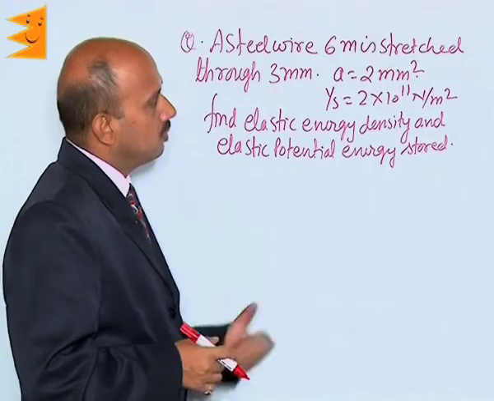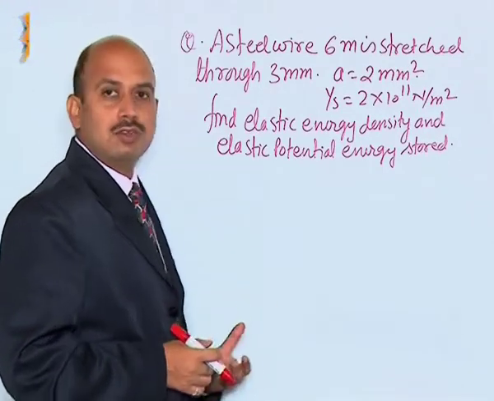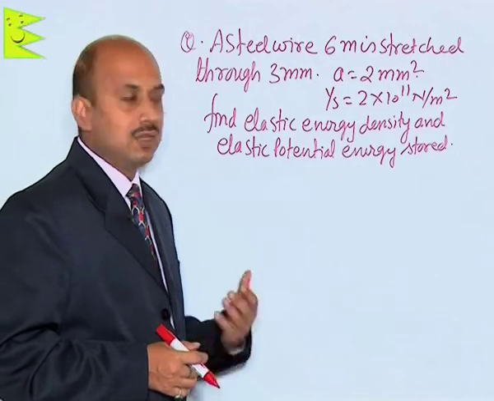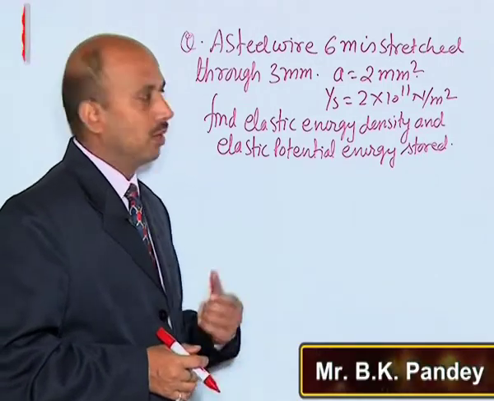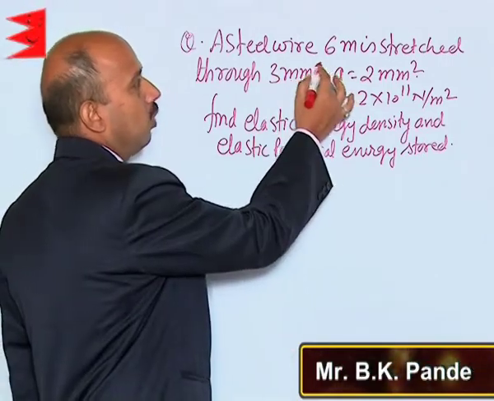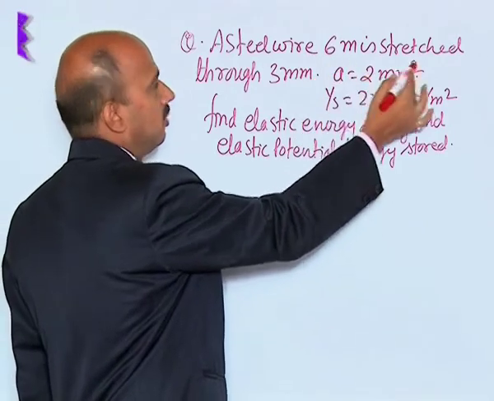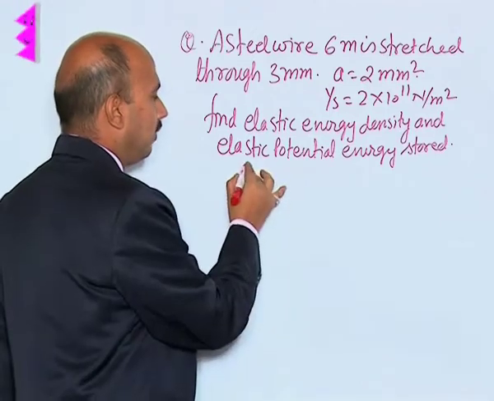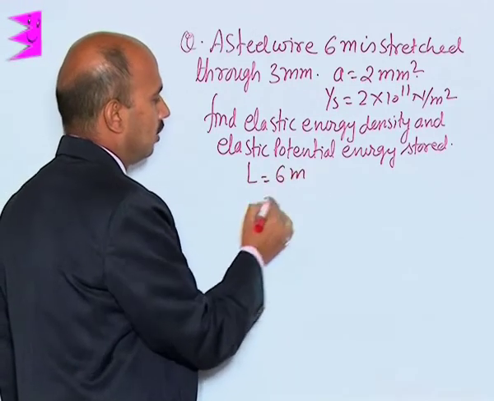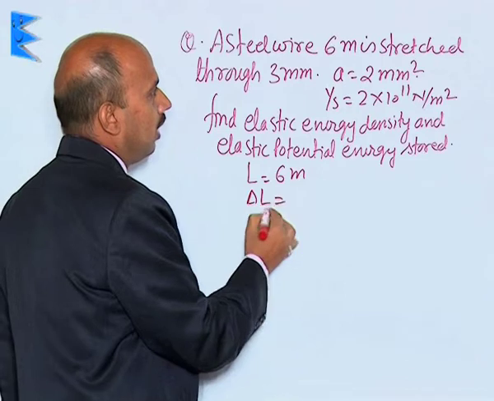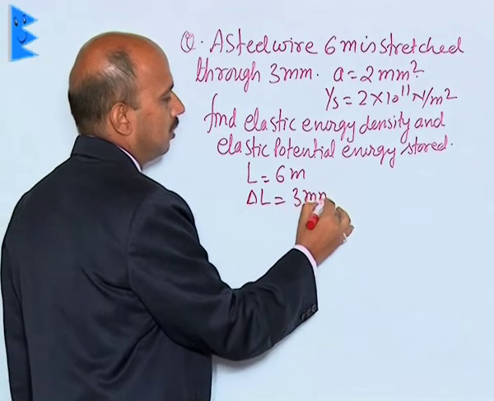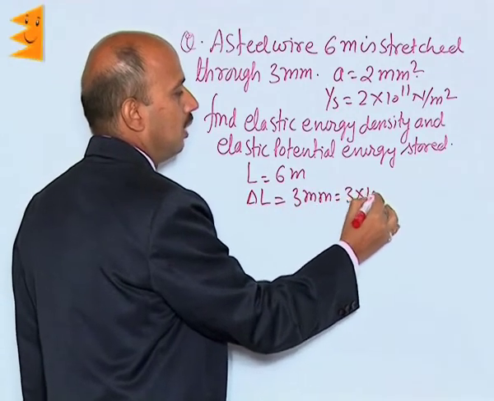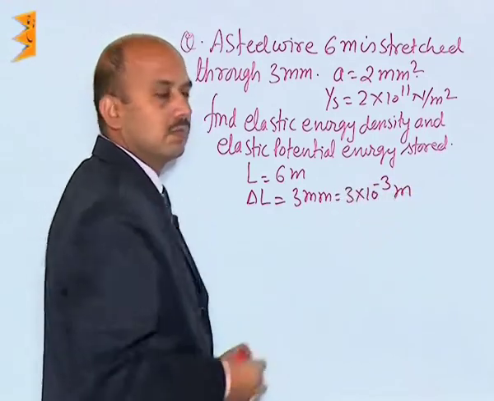Now see, this question is actually based on the elastic potential energy stored in a stretched wire. A steel wire of 6 meter length is stretched through 3 millimeter. It means you are given L is equal to 6 meter and delta L is equal to 3 millimeter, that is 3 into 10 raised to power minus 3 meter.